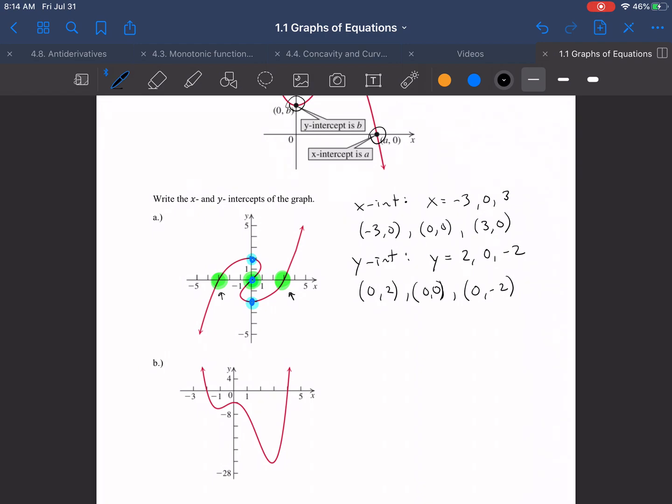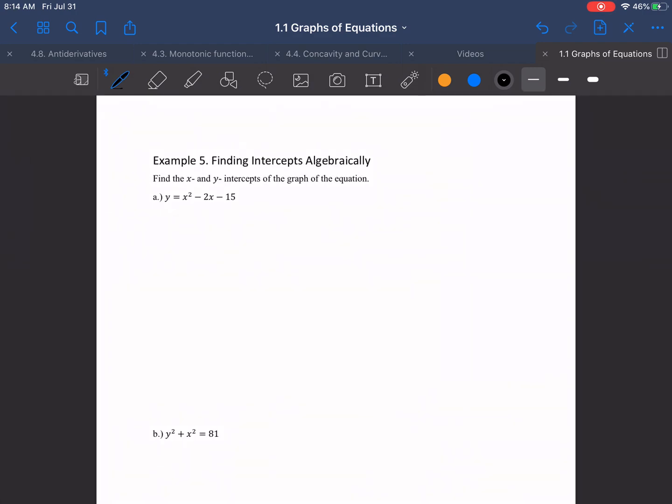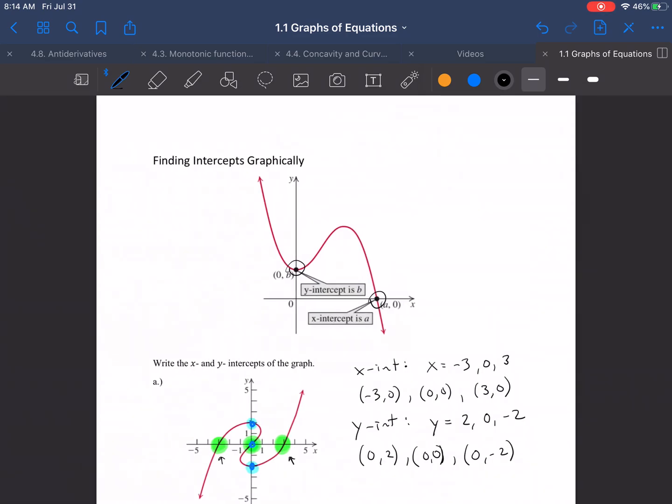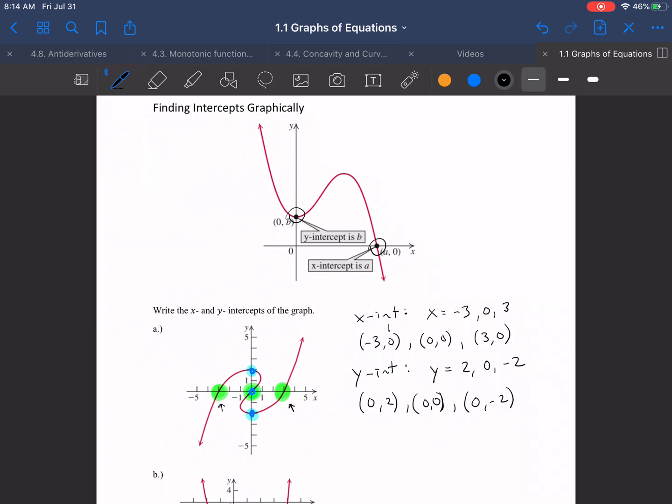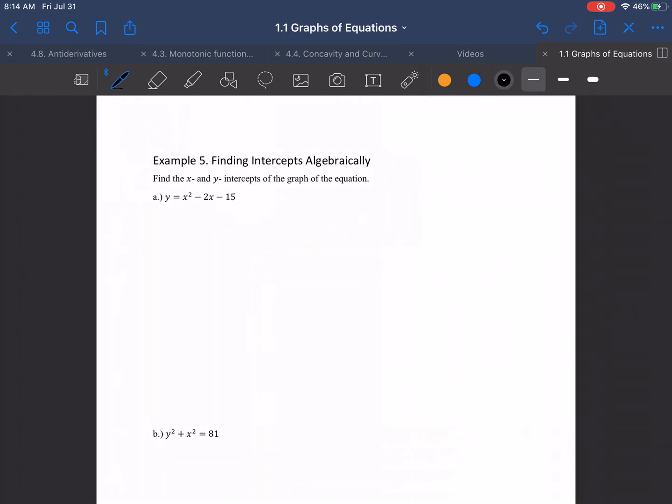So I'm going to leave that next one for you to try. There should be 2 x-intercepts and 1 y-intercept, so just pick them out off the graph and write their ordered pairs. Next, let's talk about how do we find them algebraically. Algebraically, we're going to take advantage of this idea over here where we notice that for the x-intercepts, y is always 0, and for the y-intercepts, x is always 0, okay? So to come over here and do this algebraically, we're going to take advantage of that.